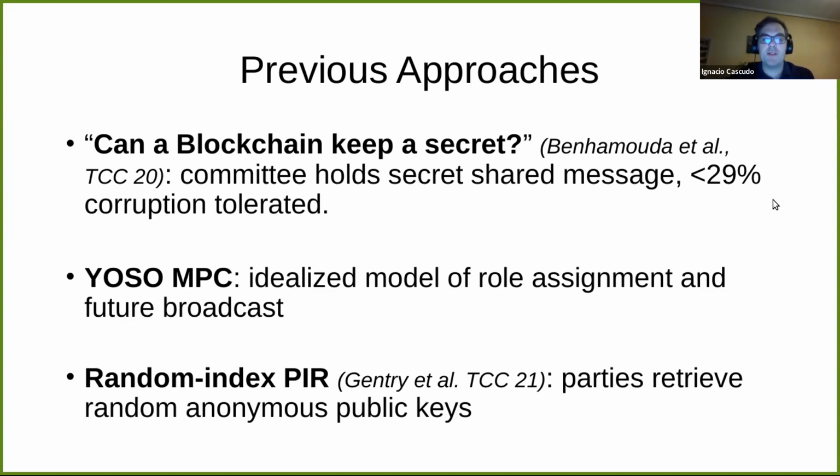Then this was fixed in a paper called Random Index Private Information Retrieval, where they could achieve any honest majority, by a technique that allows parties to sample anonymous public keys from some list and then encrypt towards those keys. Now the computational complexity of this is a little bit high.